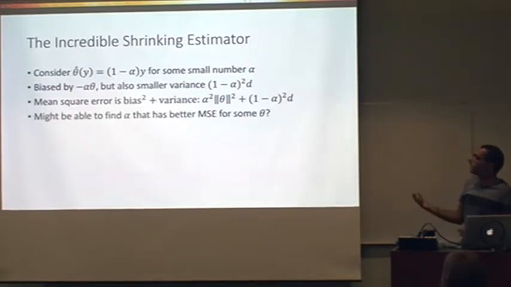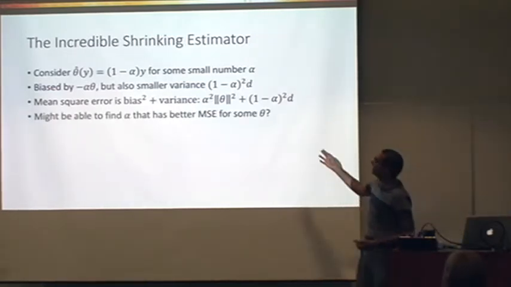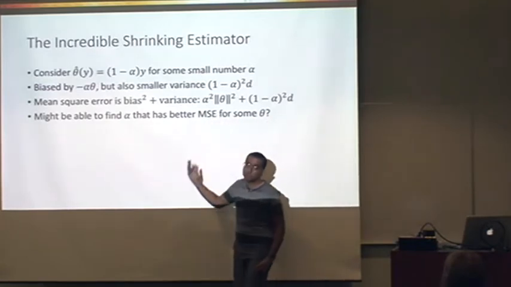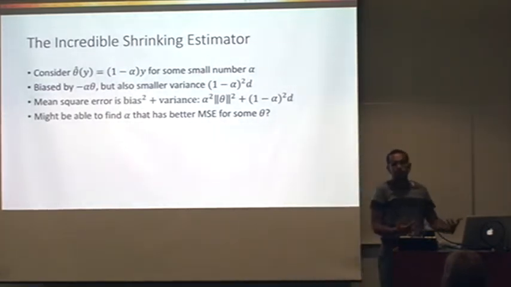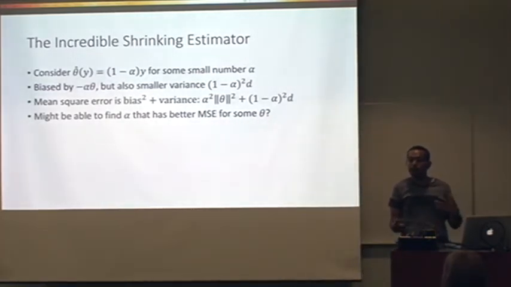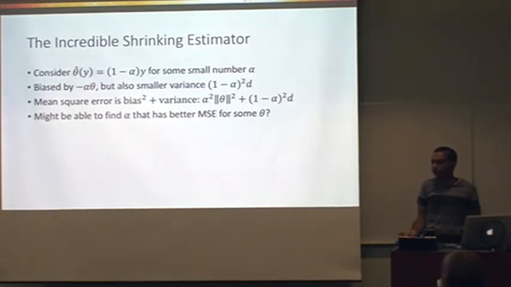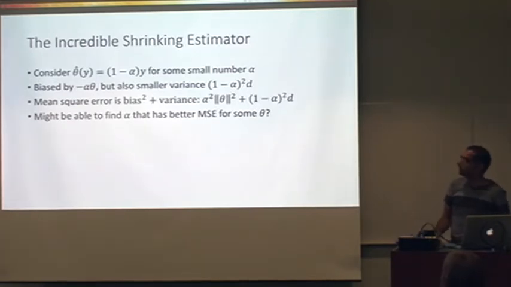Now you might wonder, can I find some alpha such that this mean squared error is actually smaller than d, right? And it turns out you can, but that will only be better for some values of theta, right? And we don't know what theta is. So it's going to be hard to find an estimator that's always better than our standard estimator for all values of theta, right? So that really hasn't bought us much, unless we know something about what theta is.